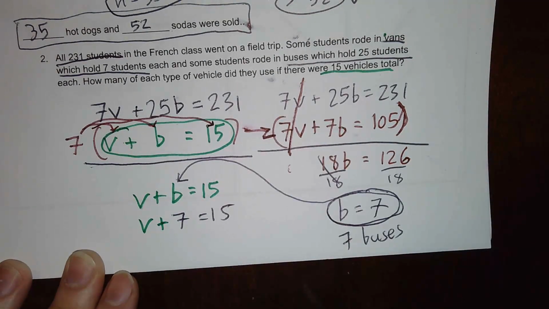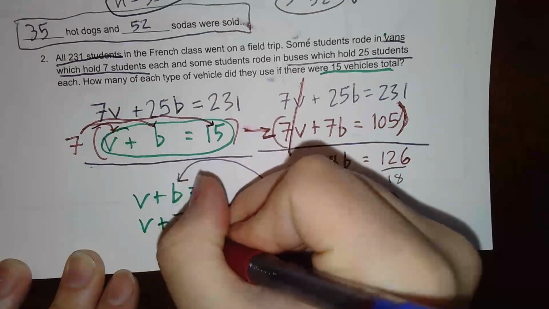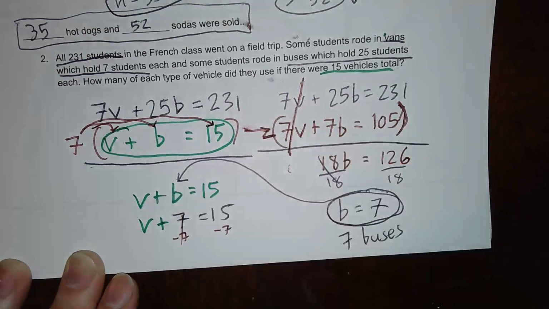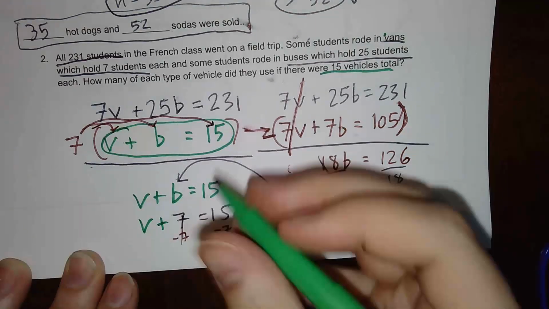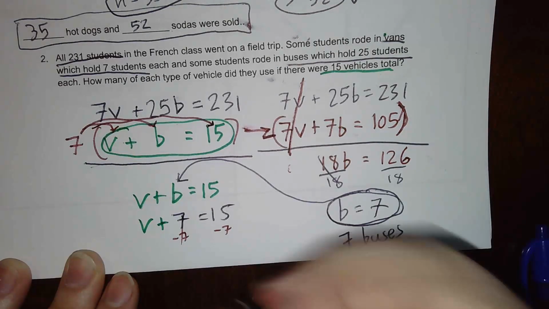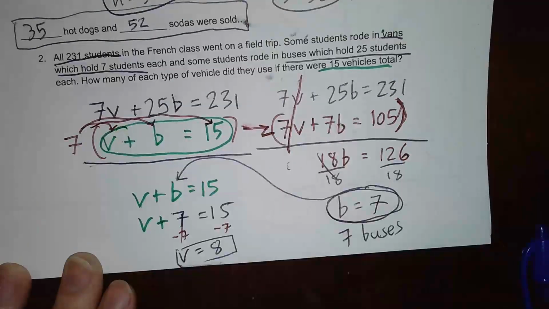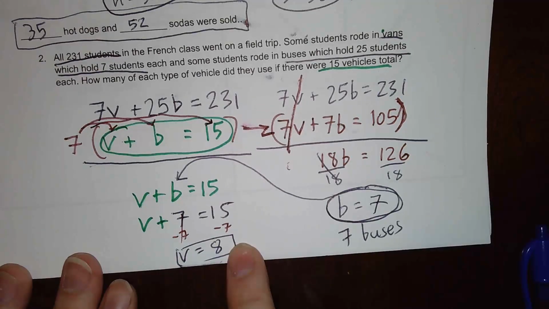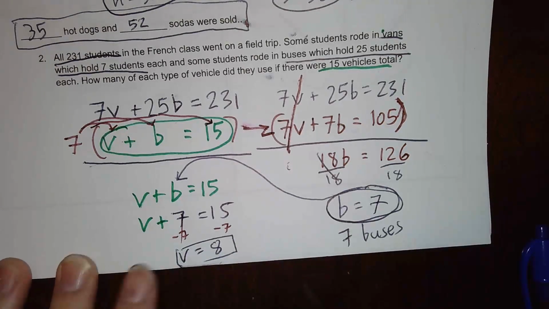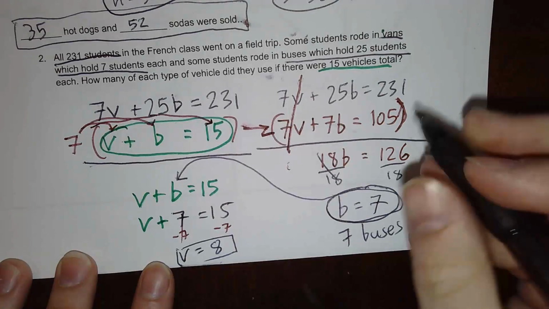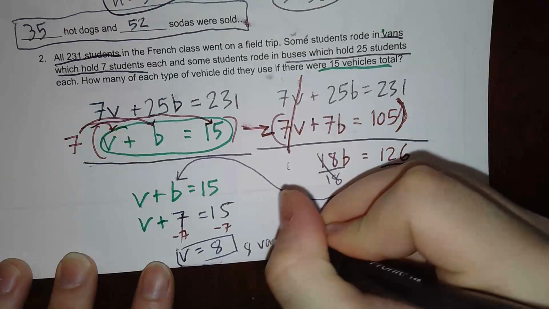You can either guess or you can subtract. I'm going to subtract 7 and I'm going to get my answer of v equals 8. Now I'll double check my work because I don't want to make a mistake. Calculators don't really make mistakes sometimes. 15 minus 7. That's what I figured. Let's try it again. 15 minus 7. It's 8. Let's go. So we got the correct answer of 7 buses and 8 vans.